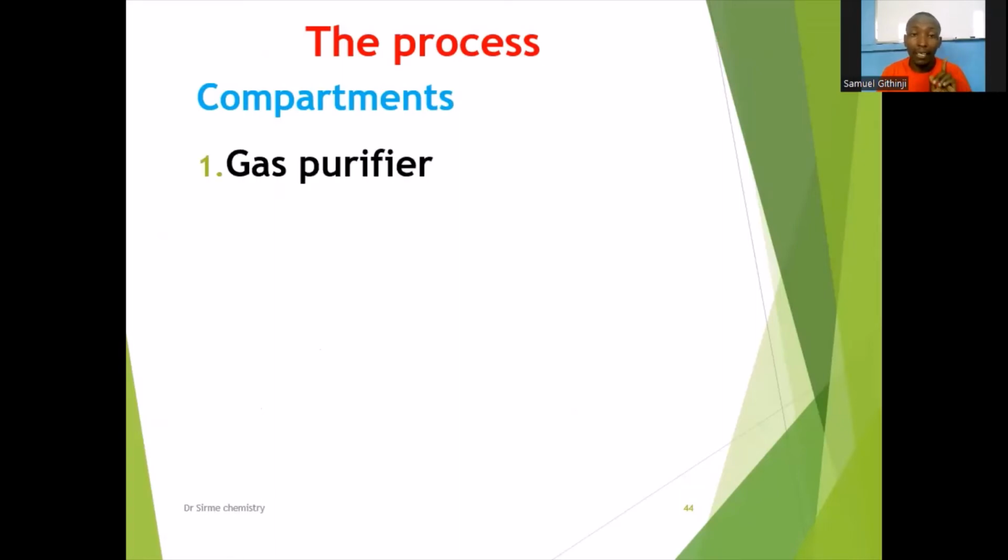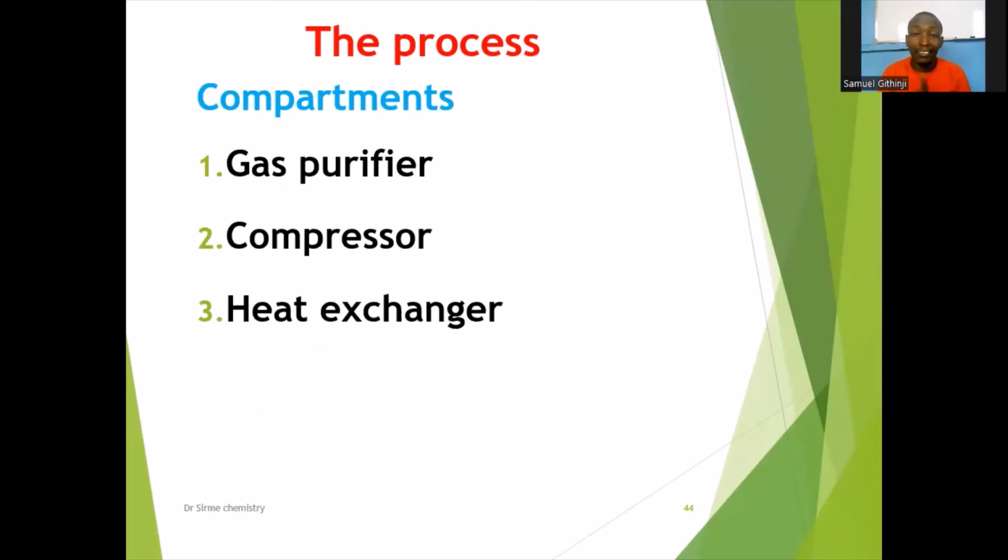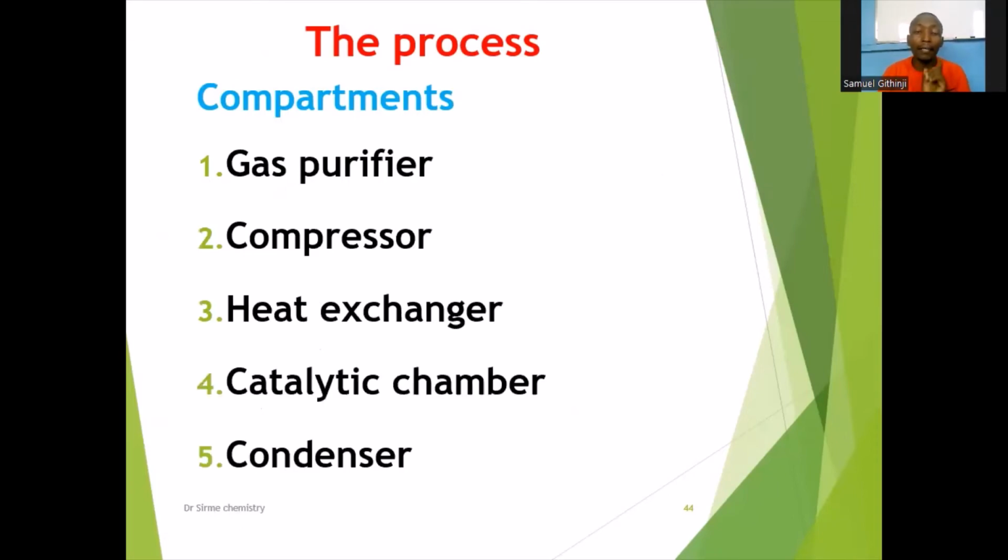Good. The process itself has 5 compartments. Like the other one, we say with the contact process, 6. The other one, for Solvay, yes, we say it has 7. But this one has just 5: the gas purifier, the compressor, the heat exchanger, the catalytic chamber or converter, and then the condenser. They are just 5. Yes, 5 compartments for the Haber process, and that's all we're going to go through.